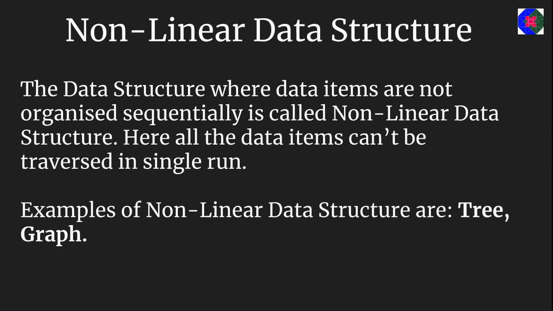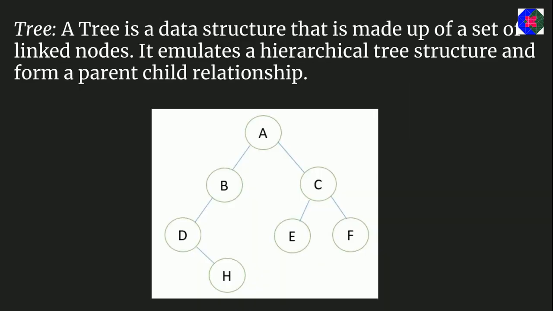Now let's have a bit of explanation on these two different data structures, tree and graph. So tree is a data structure that is made up of a set of linked nodes. This particular data structure emulates a hierarchical structure and forms a parent-child relationship. We can see in this diagram there are various nodes A, B, C, D, E, F, H. This A node is called the root node of the tree. B and C are the child nodes of A, D is the child node of B, E and F are the child nodes of C, and H at last is the child node of D.